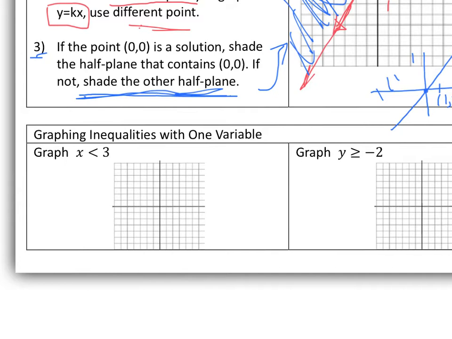Graphing inequalities with one variable. Again, we still graph the inequality. First, graph the line of the inequality. 1, 2, 3. But I noticed that this is a less than sign without the little line on the bottom, so I need to make this dotted. And it happens to be less than 3, so I need to shade the left hand side.